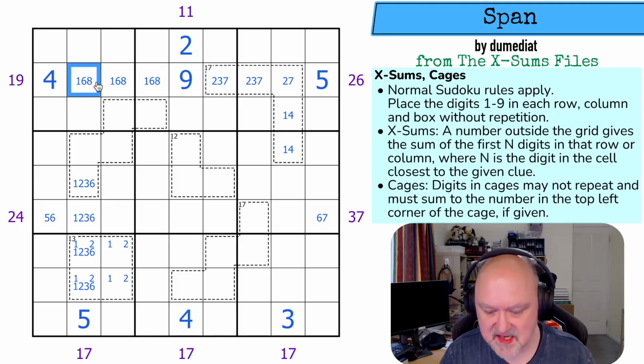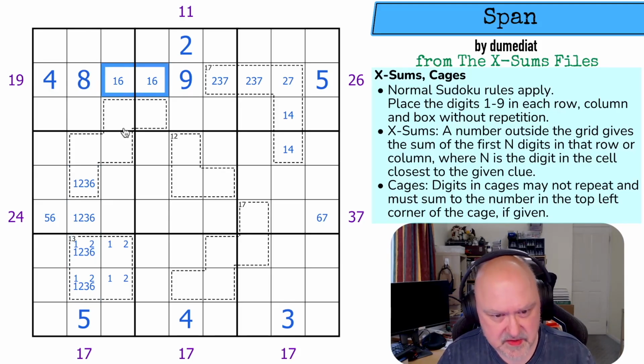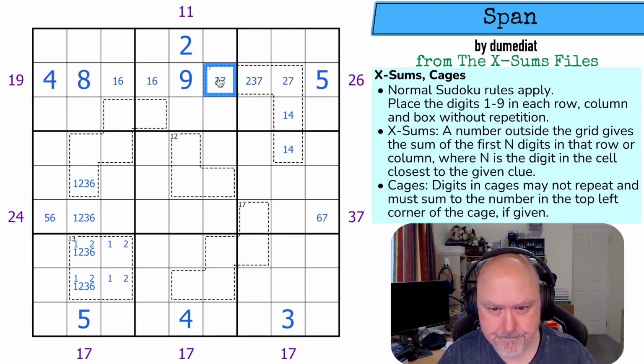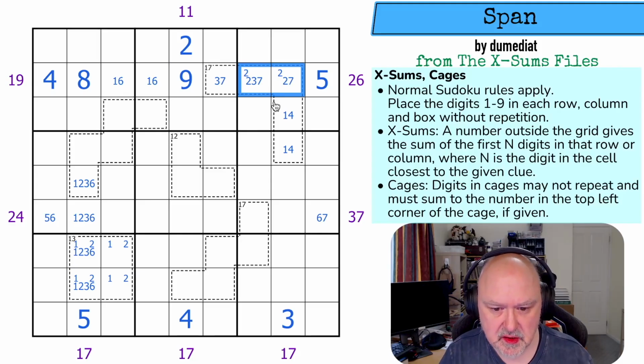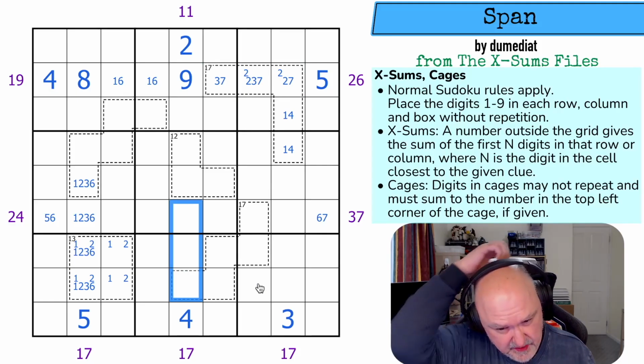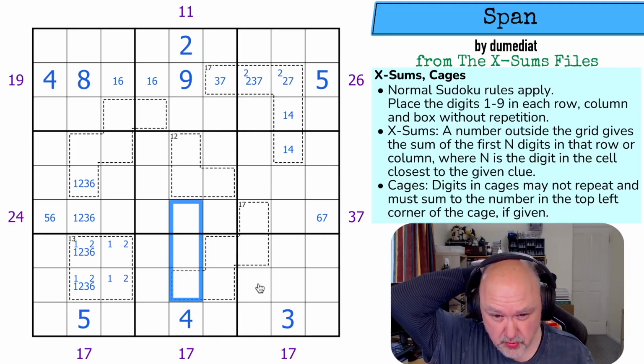There's no 1 or 6 here. This is the 8. There's no 8 in those. There's no 2 there. So 2 is in one of those two. So is it this? Those have to sum to 13 without a 2 or a 4.